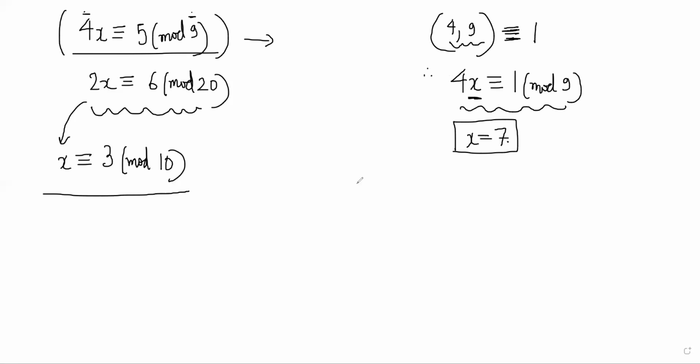So it's 28x is congruent to 35. 28x is 35 mod 9, right? And we know 28 is 1 mod 9, no? So that just removes this.